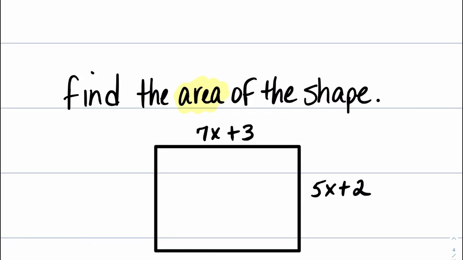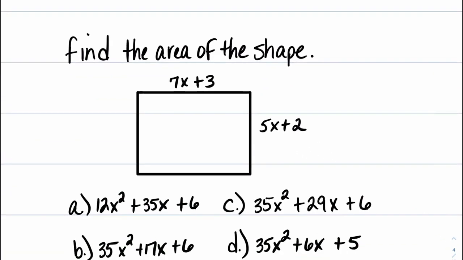Area means something different. Area is asking for the amount of space within the shape, and generally speaking, area involves multiplication. So in this case, when asked to find the area, we're going to take our rectangle and recall that the formula for the area of a rectangle is the length times the width, and in some cases you might see it as the base times the height.